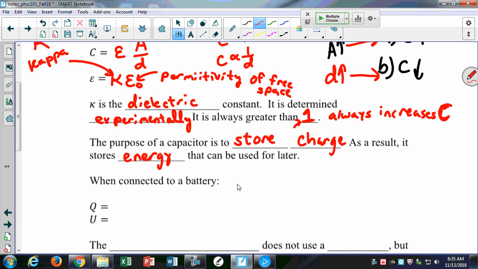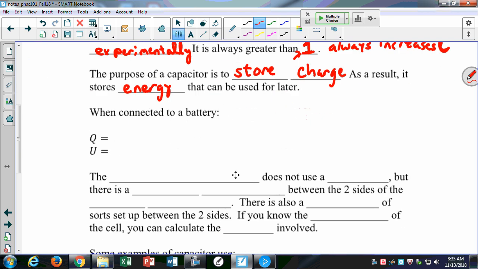All right. So when a capacitor is connected to a battery, the charge is equal to C times V. That's on your equation sheet. C is the capacitance of the capacitor. V is the voltage of the battery, actually the potential difference between our two terminals. And Q is the charge on that capacitor.